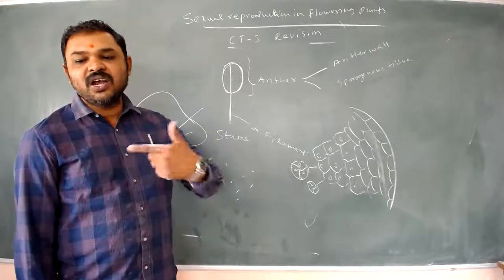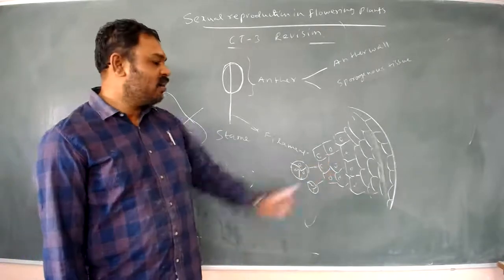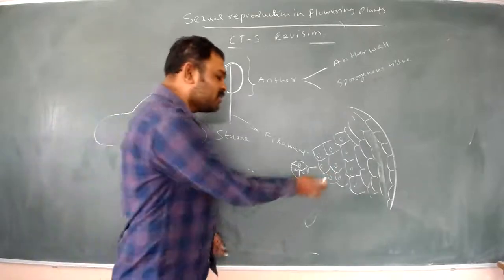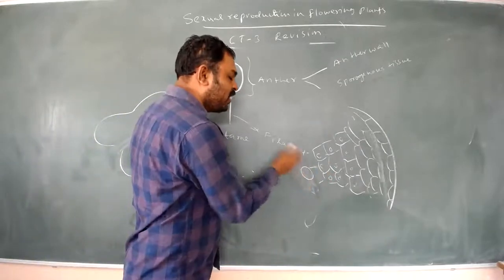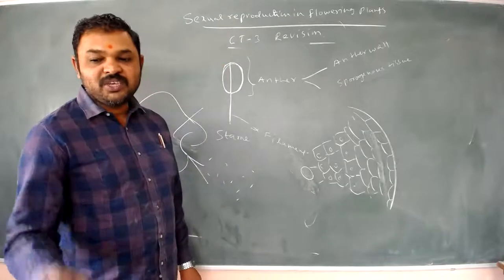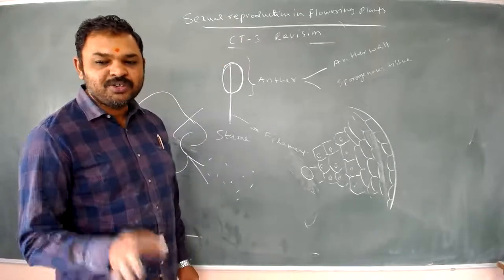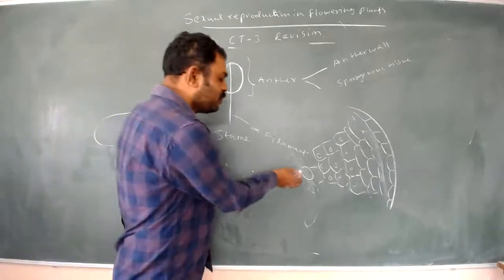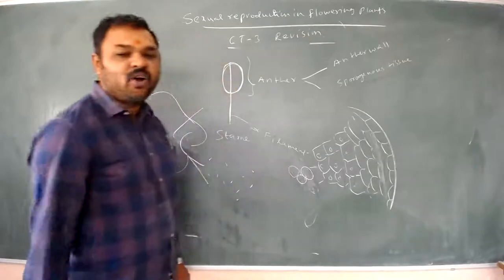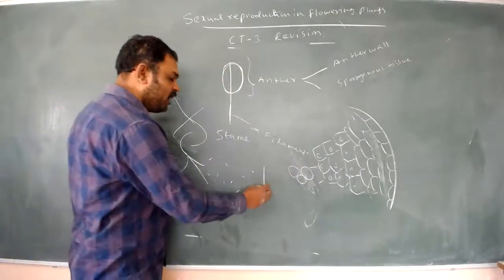The cell which undergoes meiosis is called a meiocyte. So when this spore mother cell undergoes meiosis, what is produced? Spores. From each mother cell, how many spores are produced? Four. But how can these four spores be arranged here? In a tetrahedral model. What is a tetrahedral model?